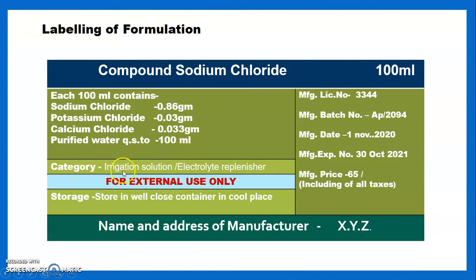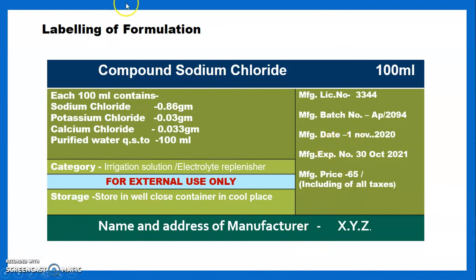Category of our preparation is irrigation solution or electrolyte replenisher. Here we use it as an irrigation solution, not for internal use. It is not used as a transfusion fluid because we do not sterilize it. So we write the category as for external use only. Storage: store in a well closed container in a cool place.